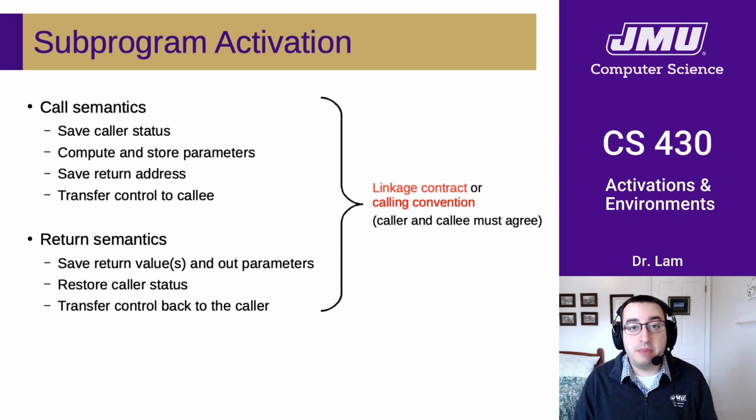There are also things that need to happen once the callee is done and we need to return back to the caller. So we need to save the return value and any out parameters. We have to restore the status of the caller, and then we have to transfer control back to the caller. And again, here the point is that the caller and the callee must agree on these rules, otherwise everything breaks.